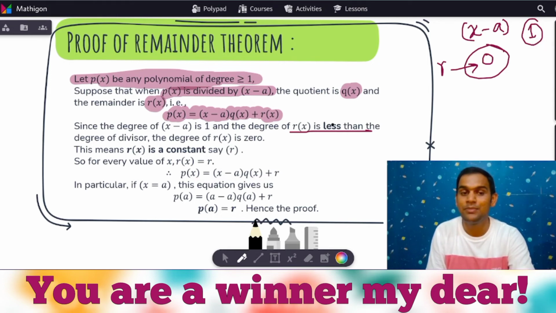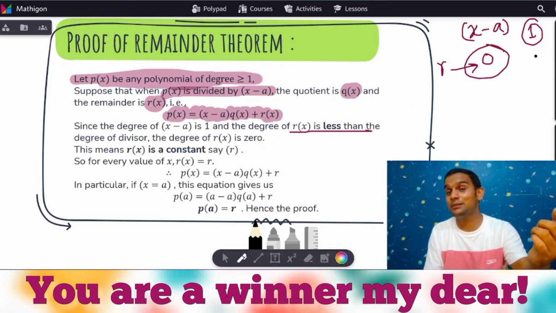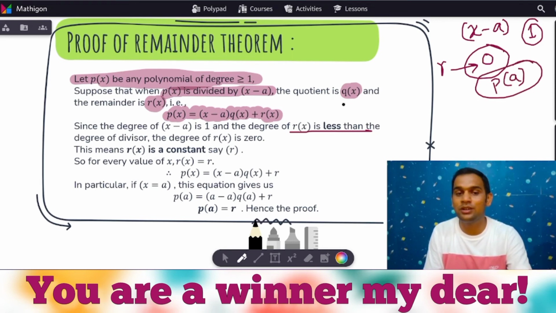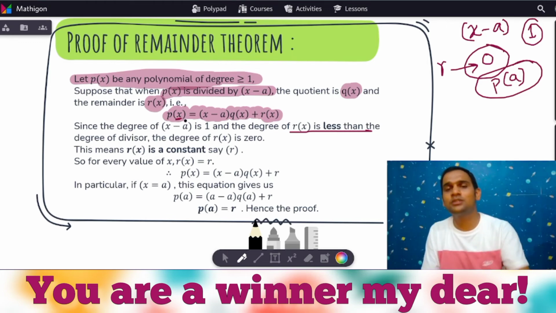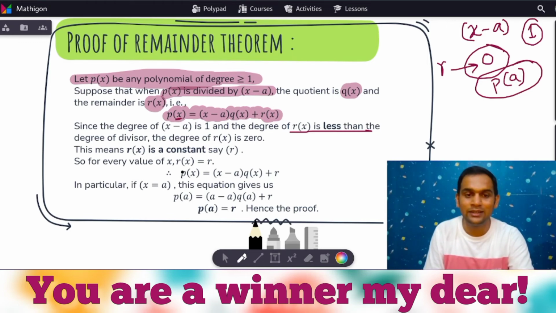Is that clear? Now, in particular, if I take the value of x as a, why am I taking the value of x as a? Because what was the theorem? That we have to find the value of P of a. That is why I took the value of x as a. So we get P of a equals, instead of x, we substitute a: a minus a times q of a plus r.